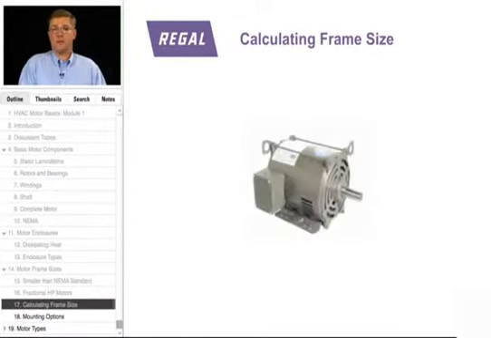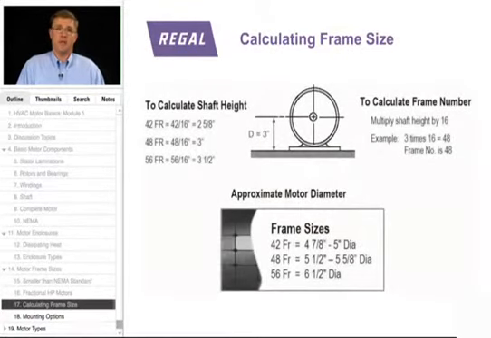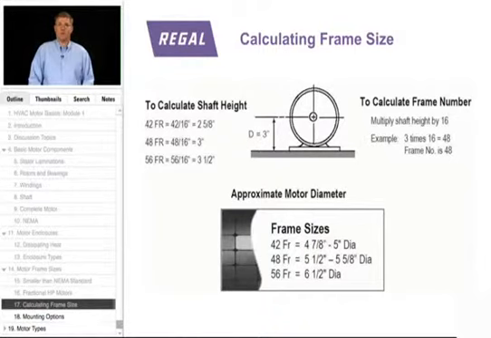The next group of motors are the larger 143T frame motors that are considered IHP or integral horsepower motors. The reason we break these categories is 42, 48, and 56 frame motors tell us center of shaft in 1/16 of an inch. A 42 frame motor is 42 16ths of an inch, a 48 frame motor is 48 16ths, and a 56 frame is 56 16ths of an inch to center of shaft.